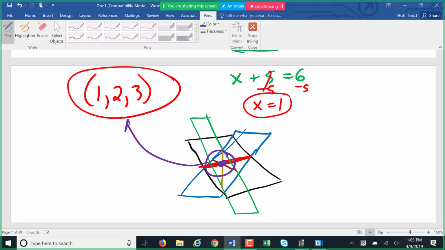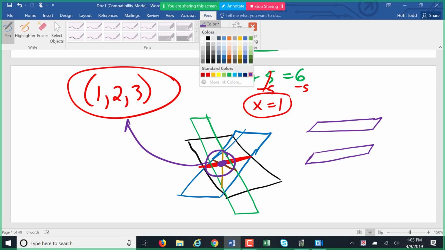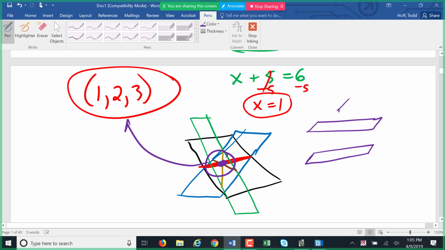However, it's not always that simple. There are other things. These planes don't have to intersect in a single point. You could have two of the planes parallel and the third plane cutting through both of them. So now we have two separate lines of intersection. That's not going to have a solution. That's going to be inconsistent. There is no single ordered triple that solves all of those equations.